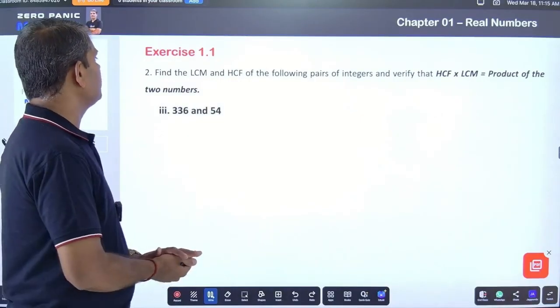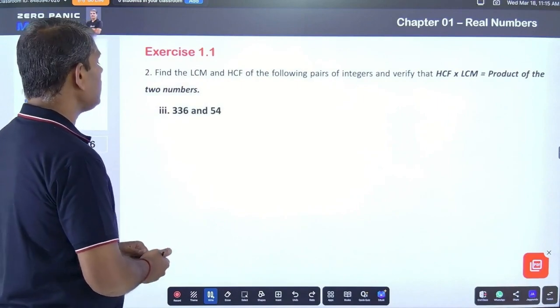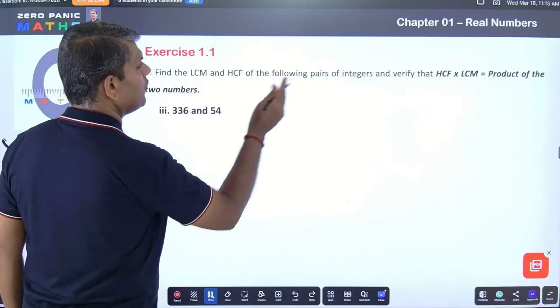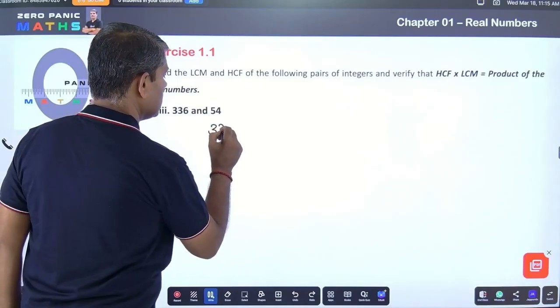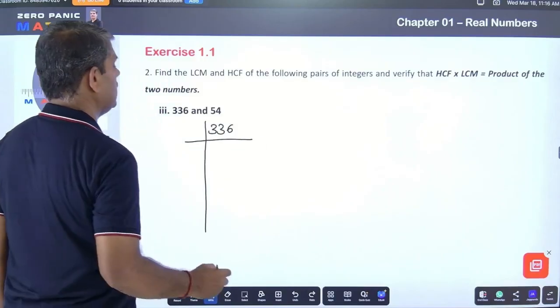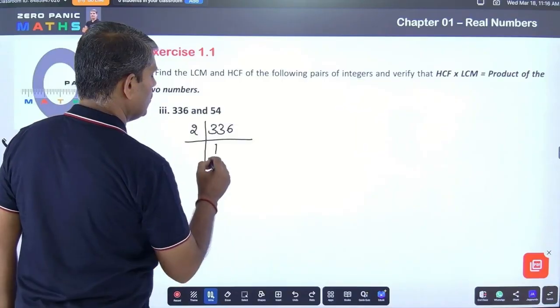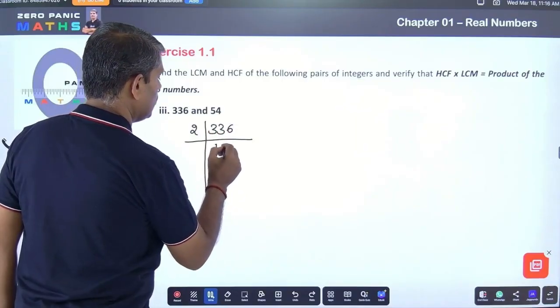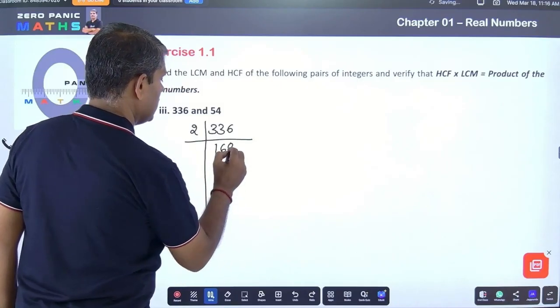The third problem in the second section, 336 and 54. We're doing the same thing here also. 336, start with 2. 2 ones are 2, and 3 remains, 2 6s are 12, and 2 8s are 16.